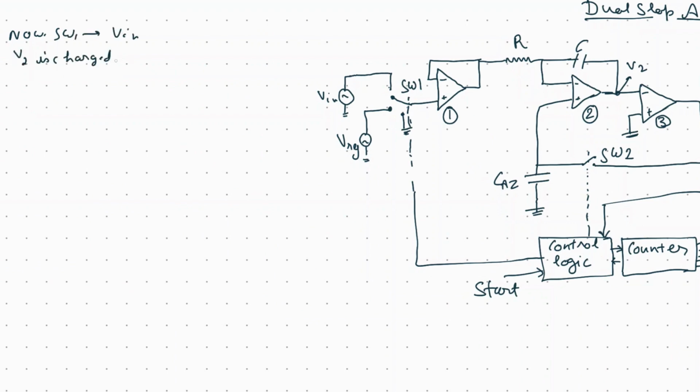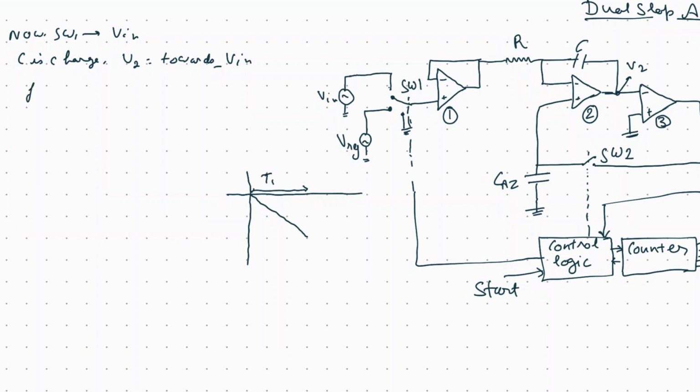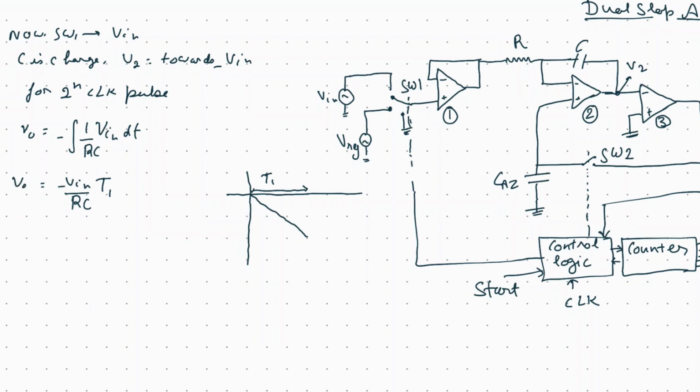Now switch SW1 will be connected to the input, and the output V2 will start charging towards the input and goes in the negative direction. This integration is done for 2 to the power n clock pulses for an n-bit converter. So the output will be minus the integral of 1 upon RC times the input voltage V in dt. Suppose it is integrated for a time period T1, then the output will be minus V in upon RC times T1. So the slope for this period will be minus V in by RC.